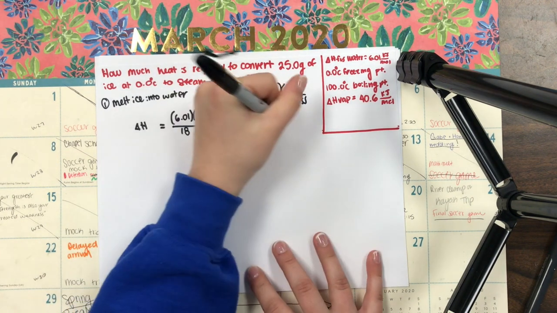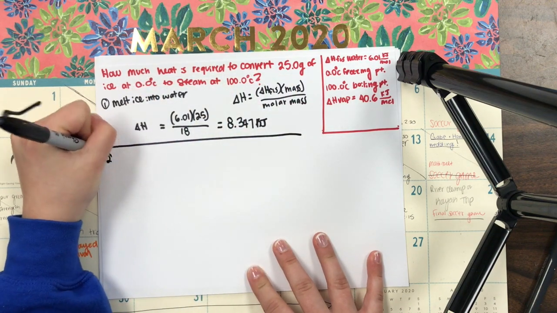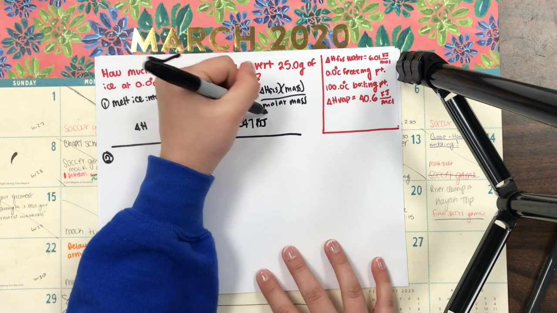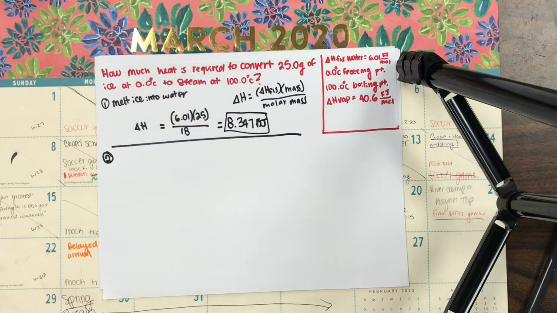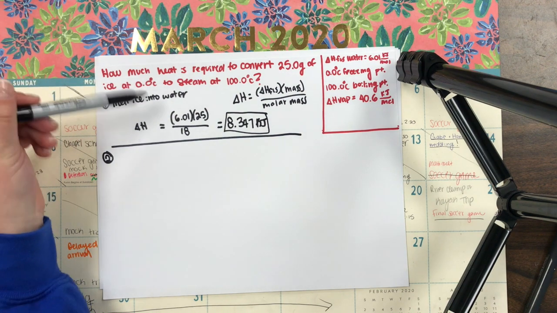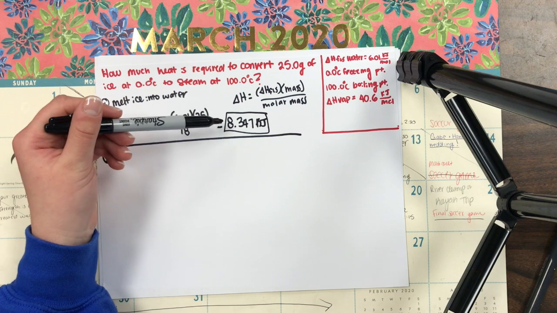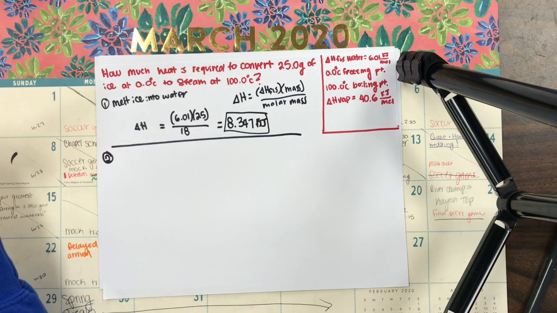Now moving on from that, we actually aren't going to use information from the first step in the second step. We're going to put that aside for just a second, but we need to keep this number in mind. So step number 2 is going to be to raise the temperature of the water, because what happened here, we melted the ice into water. We have this 8.347 kilojoules. That's how much it needs to make the whole thing into a liquid.